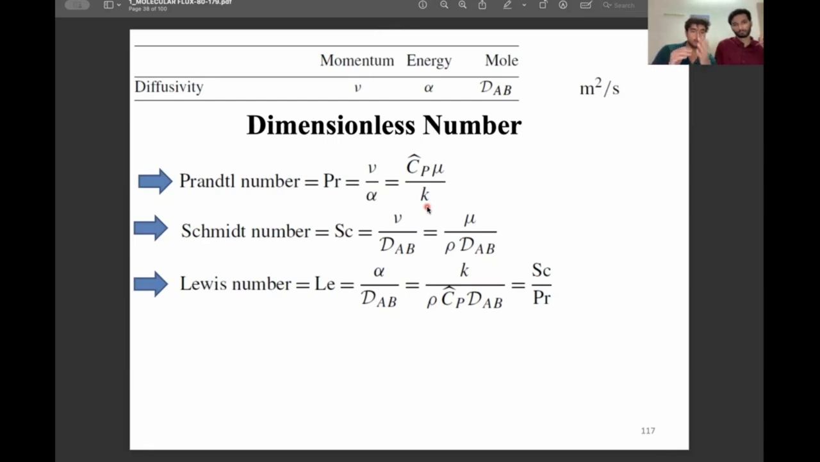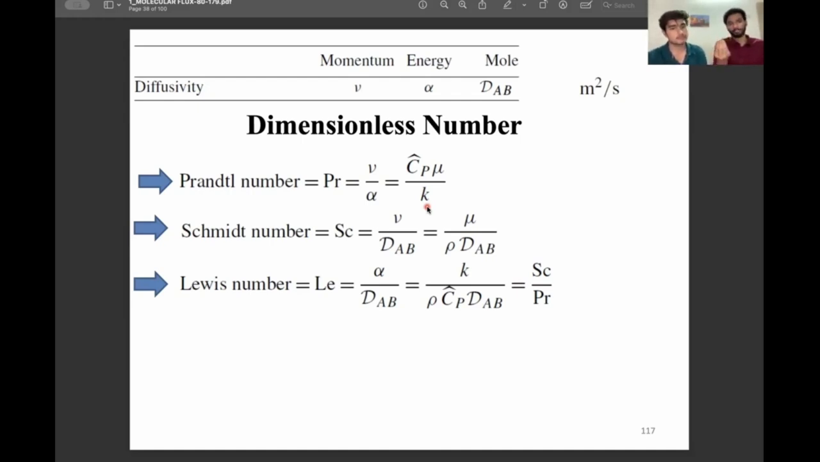In the Prandtl number, we have taken momentum diffusivity to energy diffusivity. Now, if the Prandtl number is greater than 1, then we have more momentum diffusivity and less energy diffusivity, which shows that the momentum flux is more dominating there as compared to energy flux, and we can design and adjust the parameters according to that. So that's where dimensionless numbers come to our help.